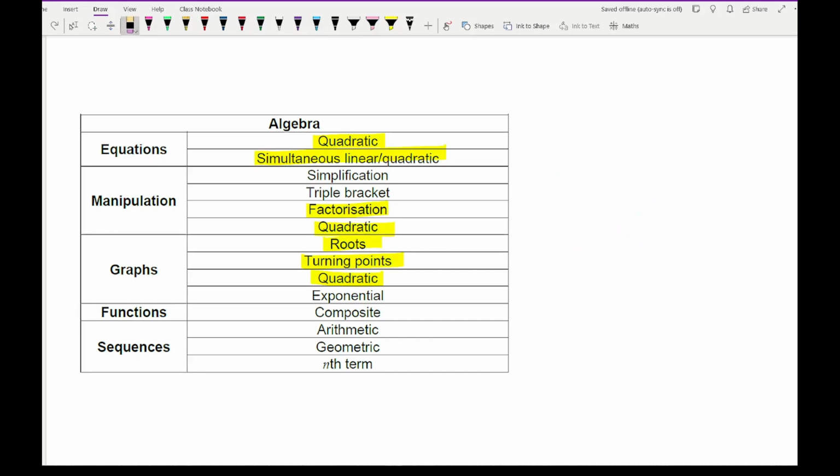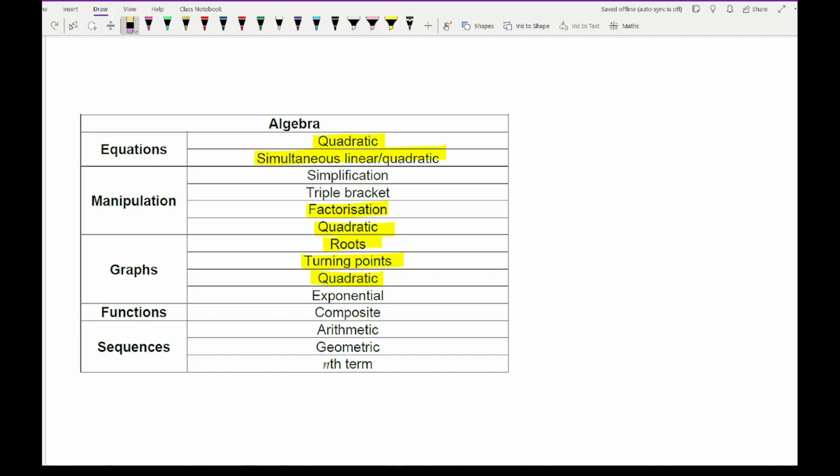So let's just quickly go through. Quadratic equations, just recognize it could be using the formula, could be factorizing, could be completing the square, although that would probably have been mentioned. Could also be difference of two squares. Simultaneous, linear and quadratic, again, just make sure you know how to do those, because that's most likely going to be a big mark question.